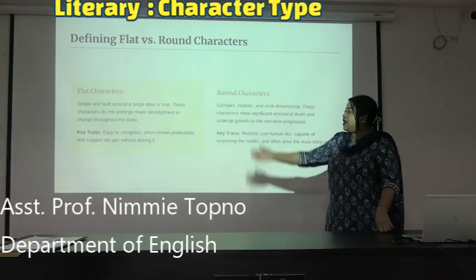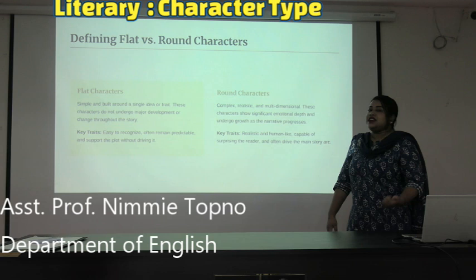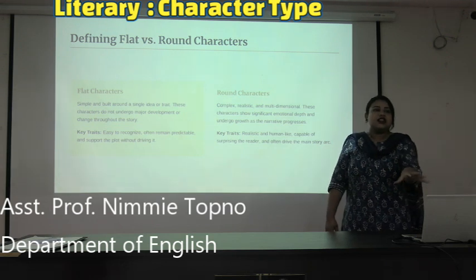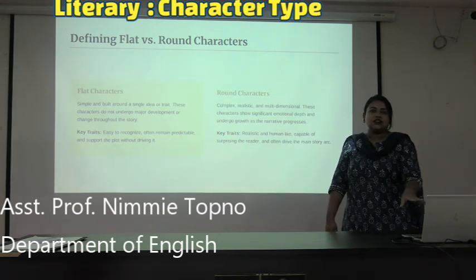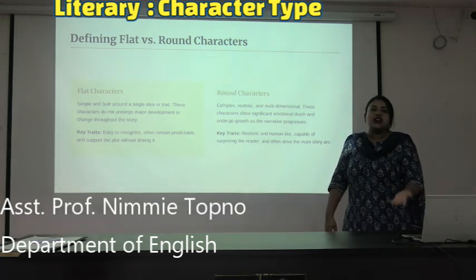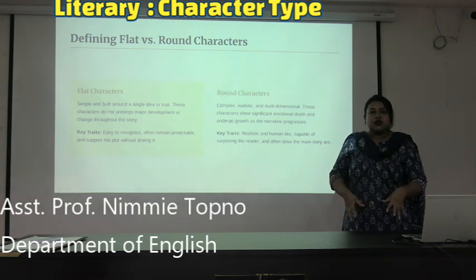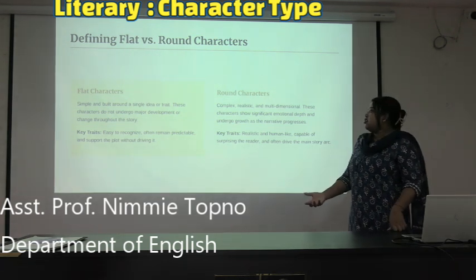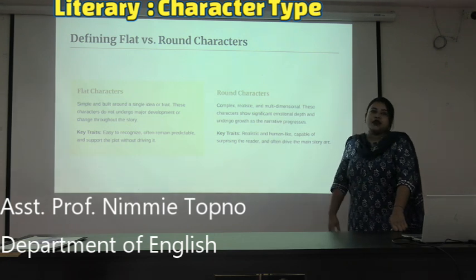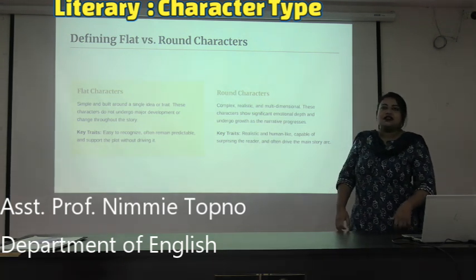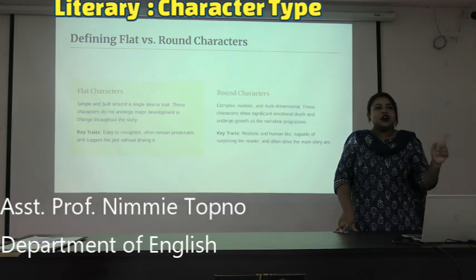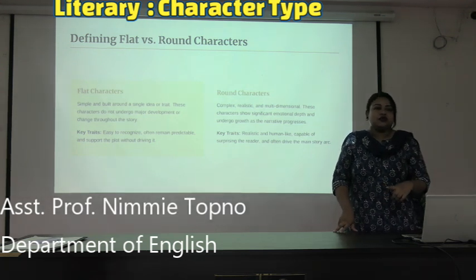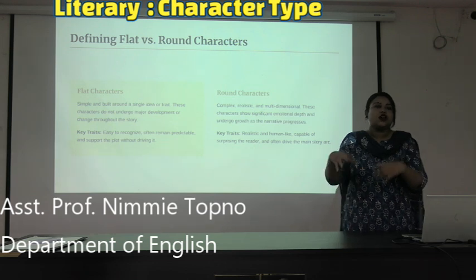So what are the key traits? As you can see, they are easy to recognize. That means you will know that these are the supporting flat characters. They won't undergo any kind of change. They are there to just support the protagonist or just help in furthering the story. They often remain predictable. That means you can easily make out what will be their next move. We can predict some things in a story with a character, that this is going to happen.